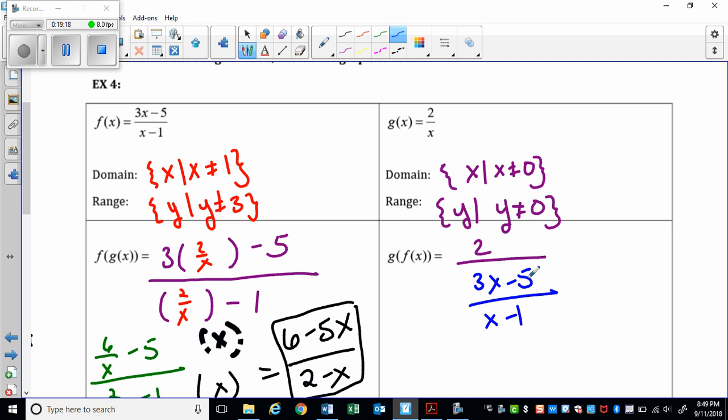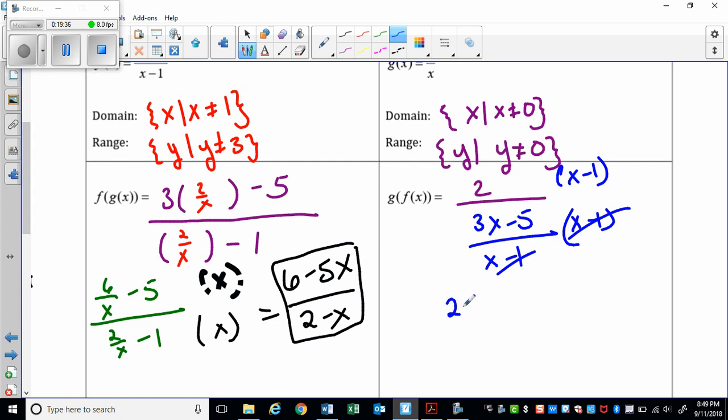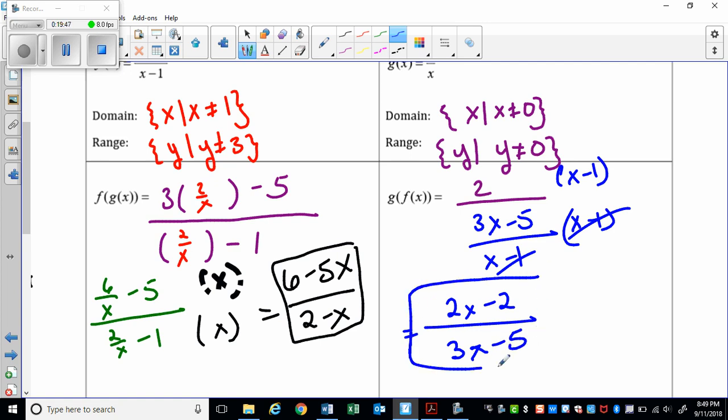And what we can do is multiply the top by x minus 1 and the bottom by x minus 1, because this will cancel, which is what we want. And then this, we're just going to have to distribute. 2 times x minus 1 is 2x minus 2. And then this is just 3 minus x minus 5. Okay, and that's it. This is perfect.